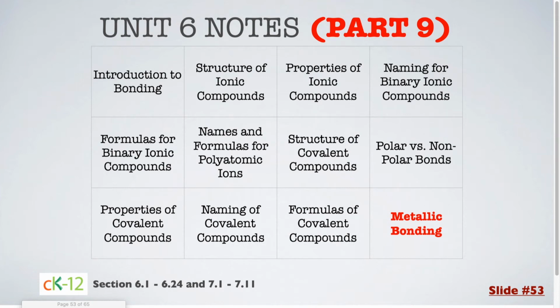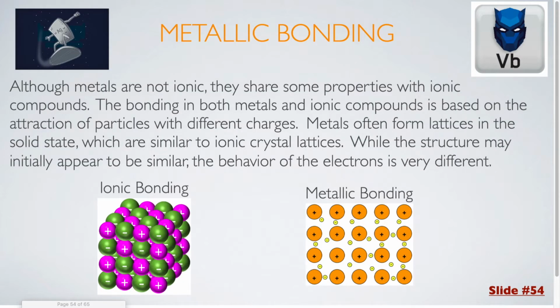In Part 9 of the Unit 6 notes, we are going to be covering metallic bonding. Although metals are not ionic, they share some properties with ionic compounds. The bonding in both metals and ionic compounds is based on the attraction of particles with different charges. Metals often form lattices in the solid state, which are similar to ionic crystal lattices. While the structure might initially appear to be similar, the behavior of the electrons is very different.